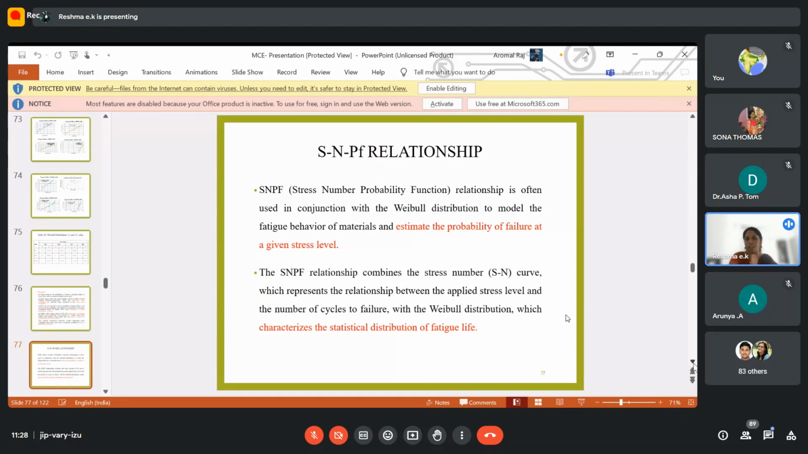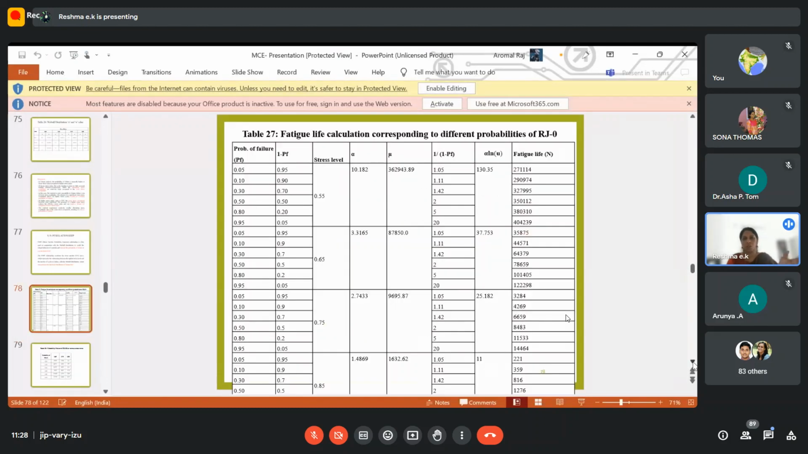What is the probability of failure? Just estimate the probability of failure at a given stress level, and then characterize the statistical distribution of fatigue. This I've just done. This is a somewhat long procedure, taking alpha and mu values.